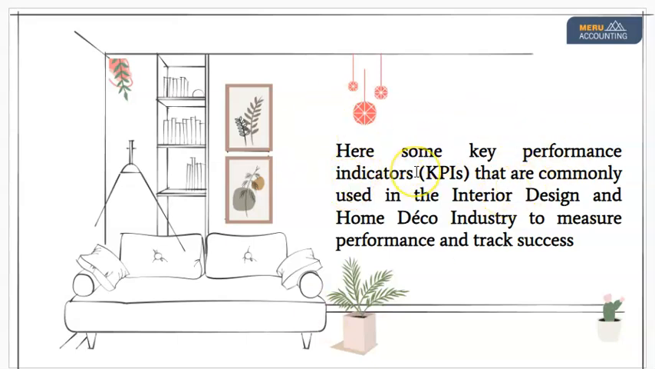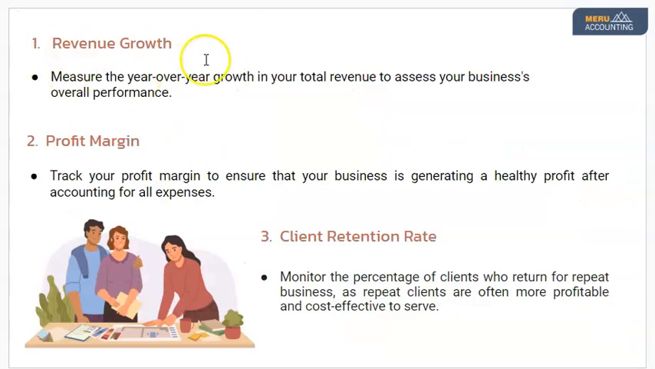So here are some key performance indicators that are commonly used in the interior designing or home decor industry to measure the performance and track the success and growth of the business. Let's start with the revenue growth indicator. This indicator measures the year-over-year growth in your total revenue to assess your business's overall performance. So how your business has been growing, or how much revenue you have been making, will be calculated by this indicator.